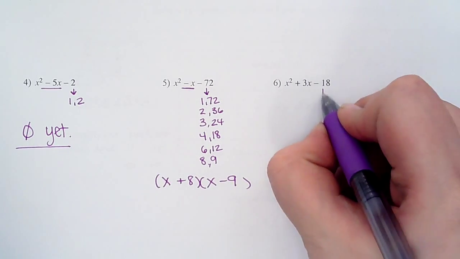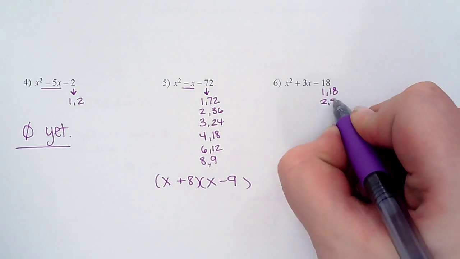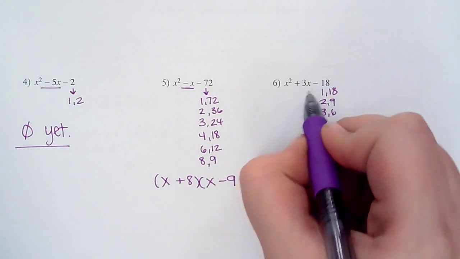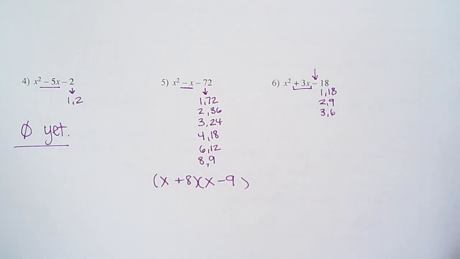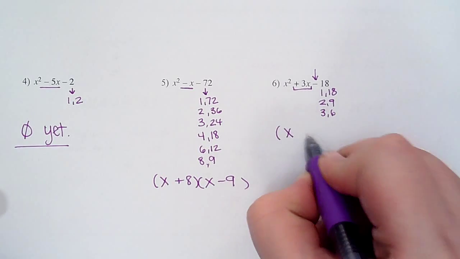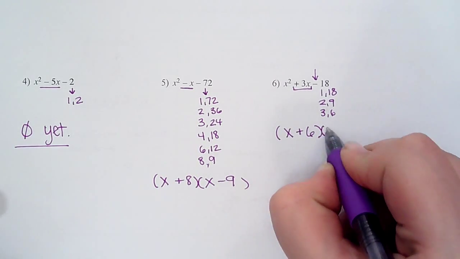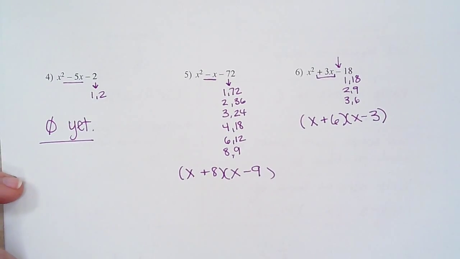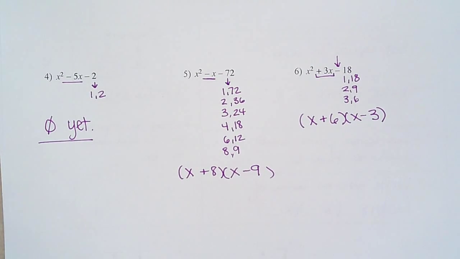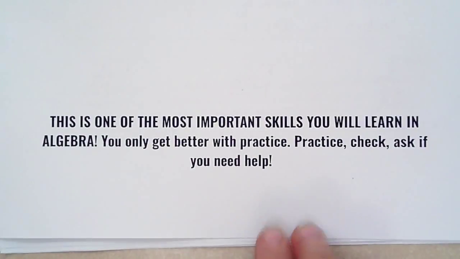All right, last one. We got 1 and 18, 2 and 9, 3 and 6. How do we get to a positive 3 when we know one of our factors has to be negative? Well, we do a positive 6 and we do a negative 3. All right, there are a ton of excellent videos out there on the web if you're looking for more practice just going through these. Otherwise, let's read this piece at the bottom.